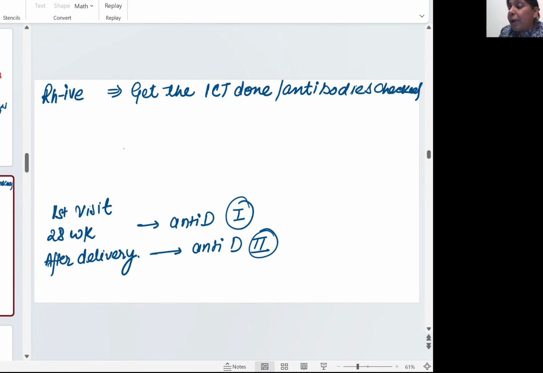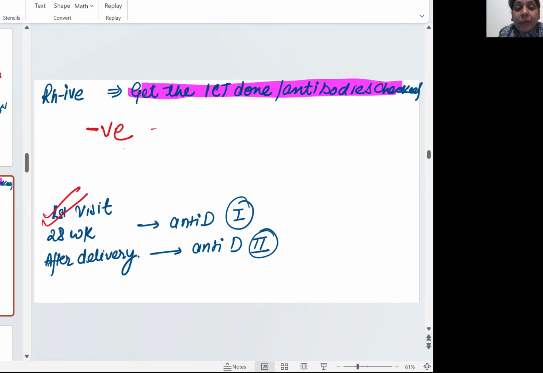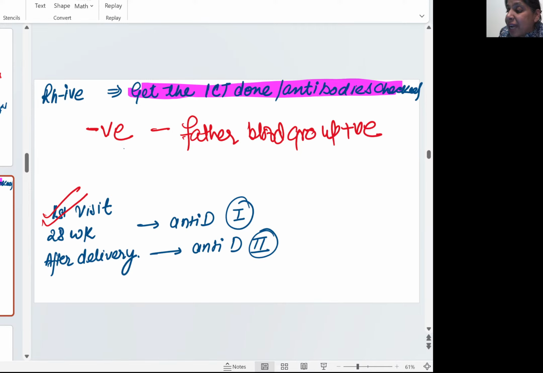What is the normal protocol if an Rh negative patient comes and the father is Rh positive? First of all, we get the ICT done. We get the antibodies checked to see whether there is prior formation of antibodies or not. We get the antibody test done in the first week. If an Rh negative patient comes, we check the father's blood group. If the father's blood group is positive, then there are chances that the baby will be positive.